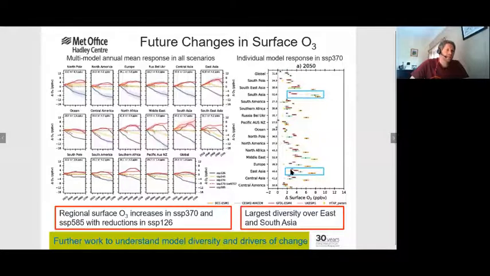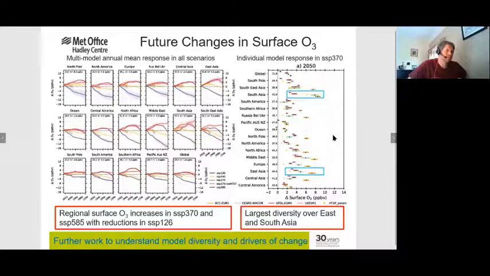And again, for East Asia, there's a bit of diversity among the models, and you can see that through all the different regions. So going forward is trying to understand, why do these models make different predictions into the future? What is it about their chemistry, their meteorology? Because they should have been fed by the same anthropogenic emissions into the future. So it's understanding why they're showing differences in these responses going forward.